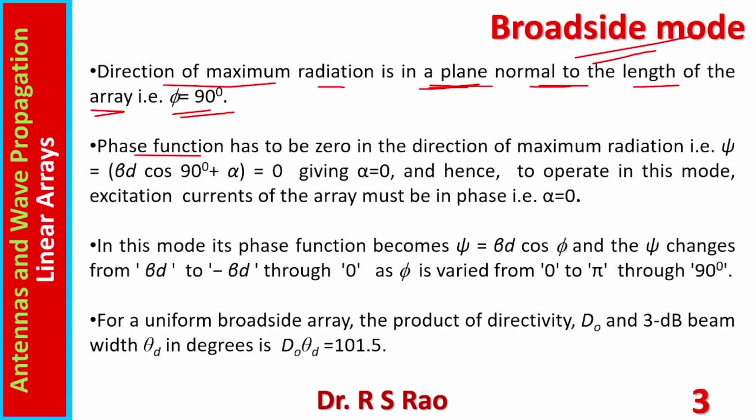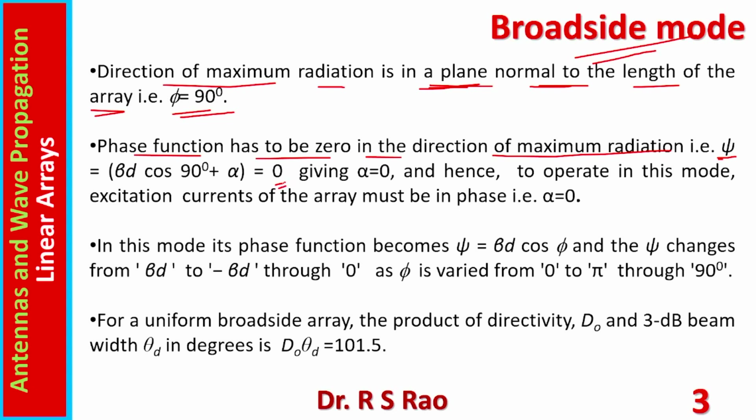Phase function in general is beta d cos phi plus alpha, and it has to be 0 in the direction of maximum radiation. This is the general conclusion we arrived at in the discussion in a previous session. So along the direction of maximum radiation, phase function psi has to be 0. General expression for psi is beta d cos phi plus alpha, but it is 0 along the direction of maximum radiation.